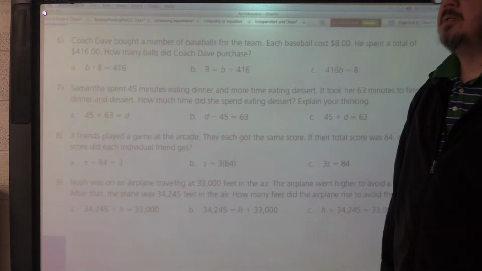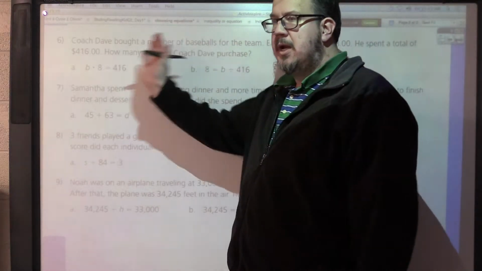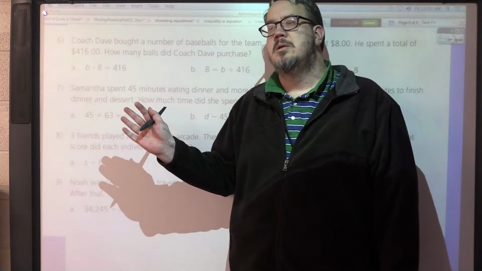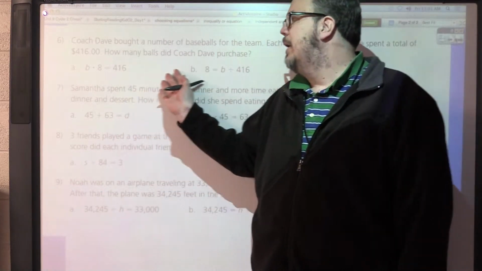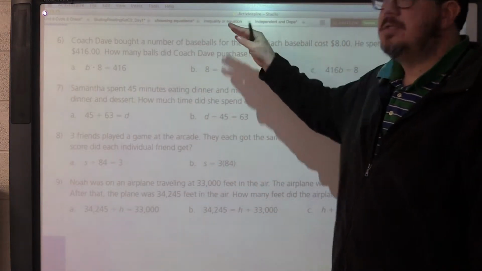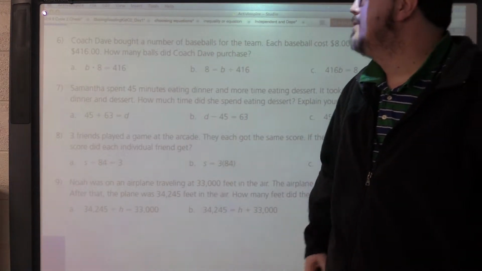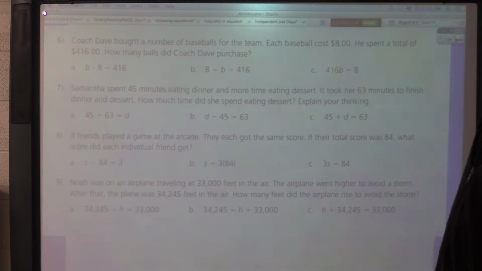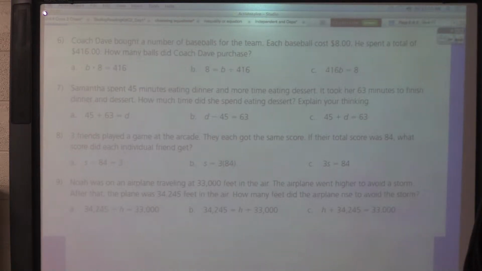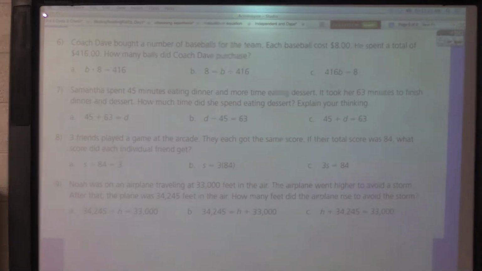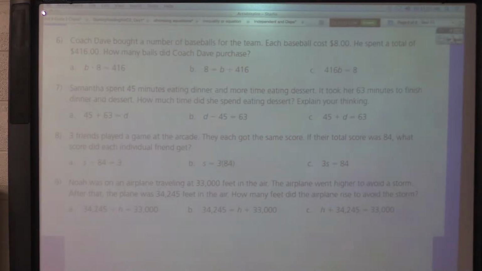Okay, we're working on some problems where we're given a scenario and we have to figure out which of these equations that they offer us matches that story problem. Let's go ahead and look at this item here, number 6. It says, Coach Dave bought a number of baseballs for the team. Each baseball cost $8. He spent a total of $416. How many balls did Coach Dave purchase?